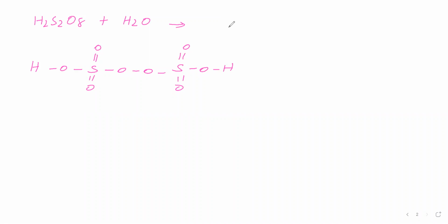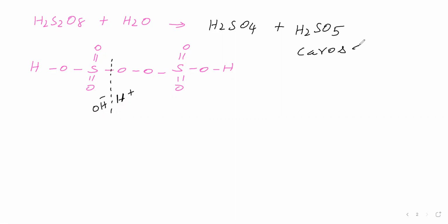Now what is happening is, this bond is breaking. In the water, H plus is attacking here, OH minus is attacking here. Therefore, this part becomes sulfuric acid. Next, this other part is H2SO5. It is called Caro's acid commercially. How this Caro's acid formula will be, we'll see. The Caro's acid formula will be like this.